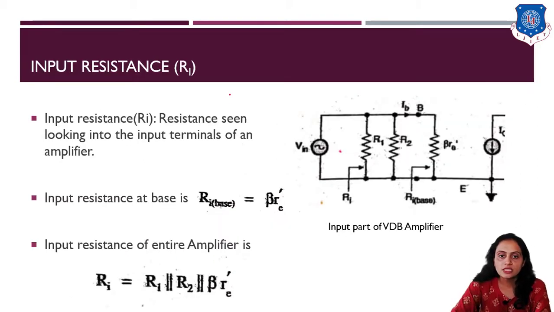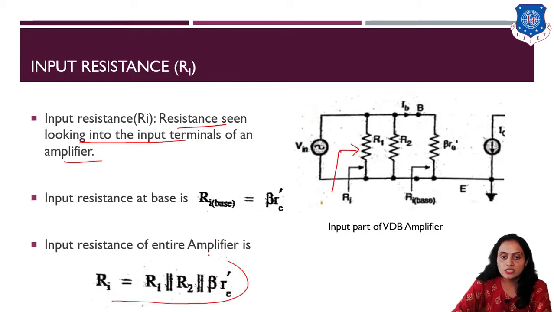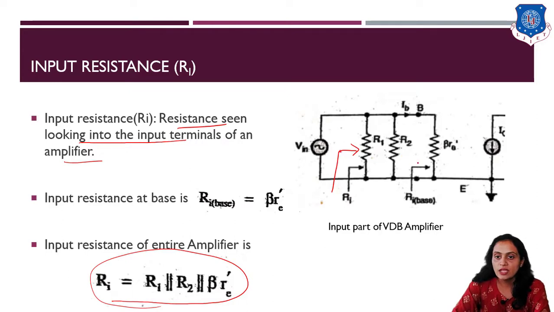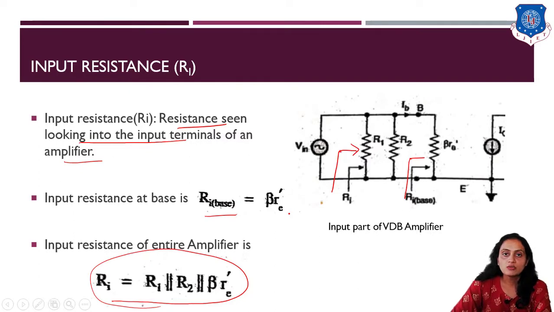Now we will see the input resistance. Input resistance is the resistance seen looking into the input terminal of an amplifier. So this is the amplifier's input terminal, and the resistance looking into this terminal, you will find three resistors, R1, R2 and beta Re dash. All are connected in parallel. So the overall resistance will be the parallel combination of all these. And one more resistance is Ri base. So the input resistance looking into the base terminal of the BJT, that is Ri base, is beta Re dash. So this is the input resistance of an amplifier. Input resistance of an amplifier should be as high as possible.